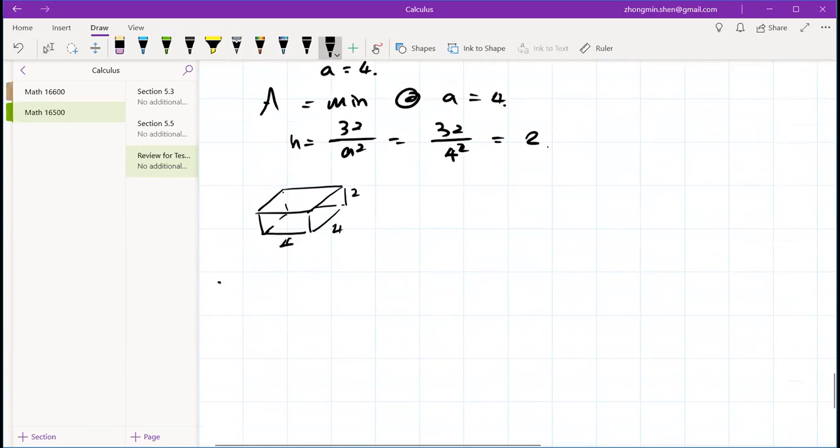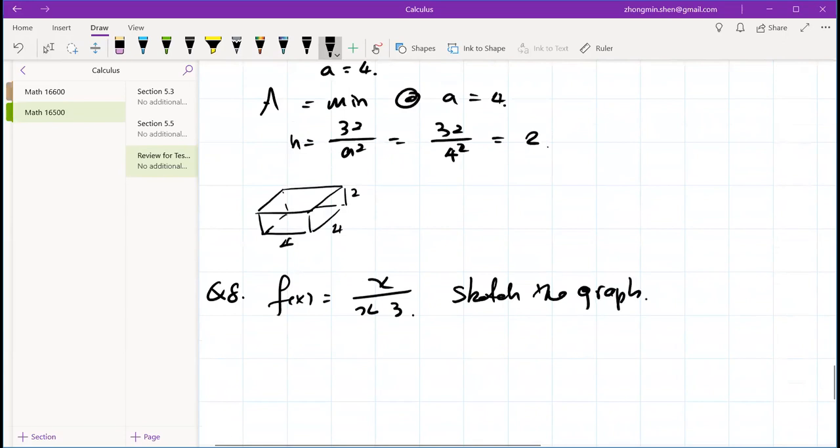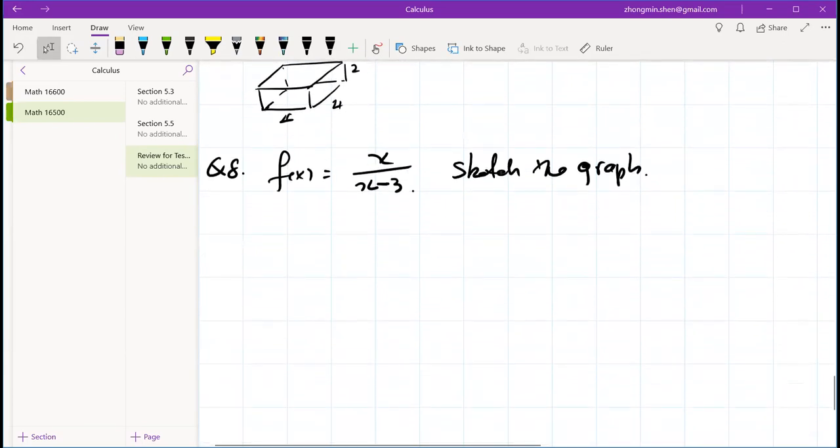All right. Question number 8. So we are given the function, sketch the graph. Okay, you have to find all necessary information. x over x minus 3. All right. So this is a rational function. It must have asymptotes. Okay.